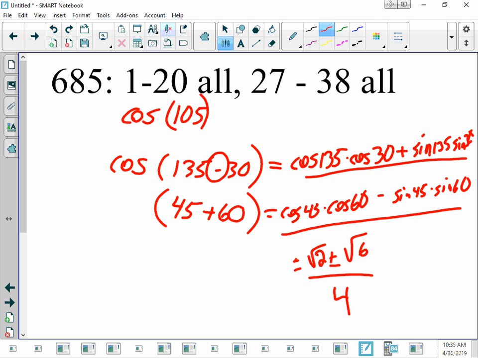And then 31, 32, 33, and 34, you're just going to go backwards. You're going to use the sum and difference identities, and you're just going to go backwards.